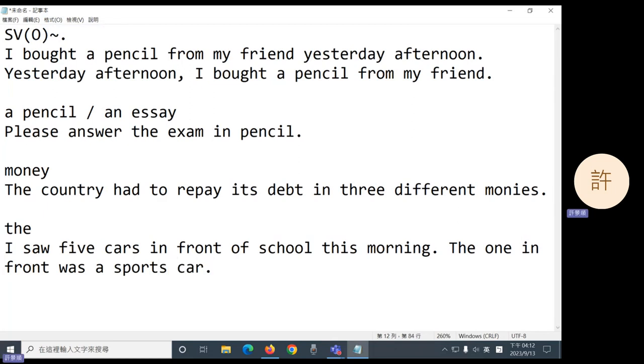For example, I saw five cars in front of school this morning. So you have a situation. In this situation, you want to focus on one of the cars. So you would say the one in front. Five in a row, there's one car in front. So you focus attention on that one car. It was a sports car, 跑车. So the function of this word is to focus attention.